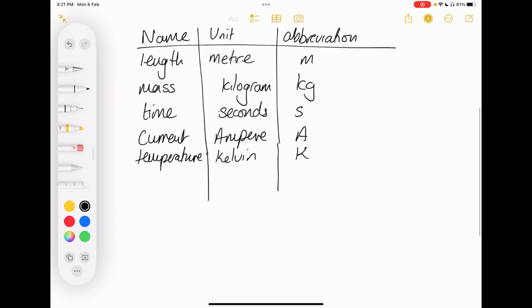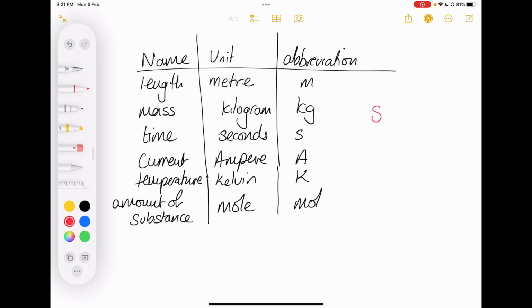And then finally, the amount of substance. Now you might have seen this in chemistry rather than in physics. It is the mole, and it's got the symbol mol. Remember, these are the SI base units. You need to make sure you know these units very, very well. And these units can be manipulated in many different ways. We actually can link this back to the last video where we started looking at prefixes to really work things out.